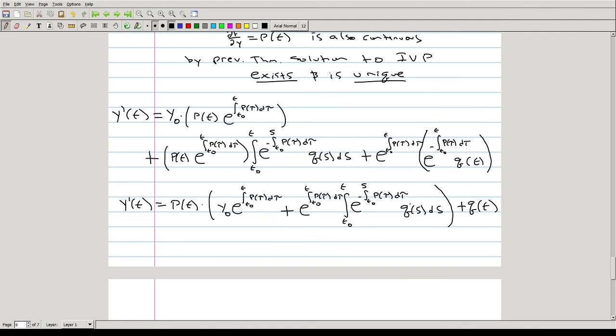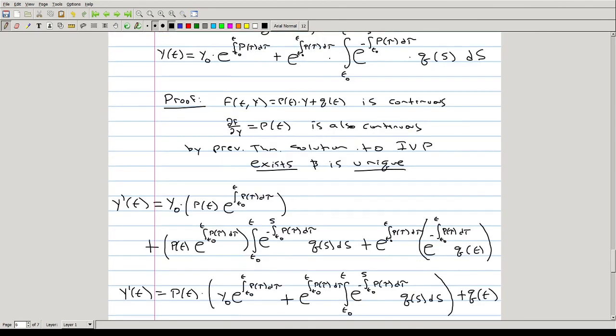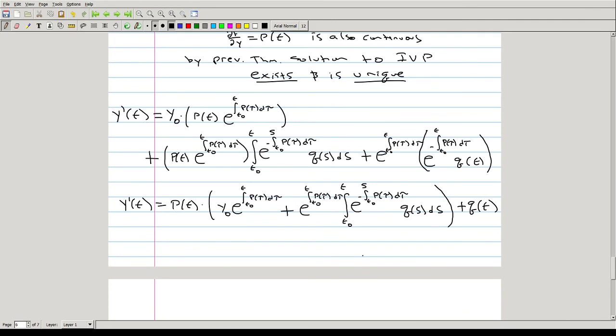And notice that this entire thing is the original solution for y that we started with, the original formula for y that we started with. So therefore, we have that y prime of t is equal to p of t times y of t plus q of t, and y therefore satisfies this differential equation.